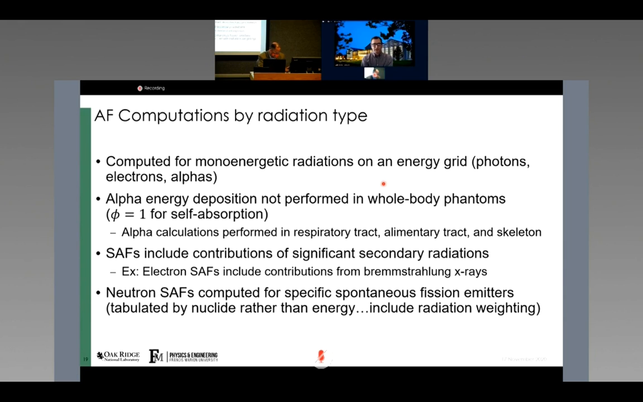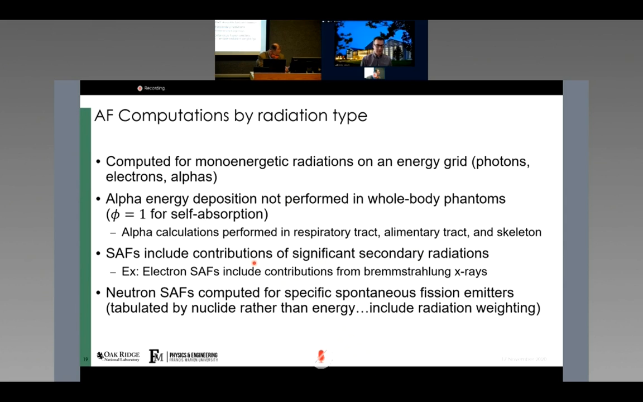So when we do these computations for different radiations, we're doing them for monoenergetic radiations on an energy grid. When we do the dose coefficient calculation later, we then interpolate to get specific energies from that energy grid. One note that does cause some confusion, we're not doing Monte Carlo transport of alpha particles in the whole body phantoms. That just wouldn't be a good use of computational resources. We know what the absorbed fraction for alpha particles is going to be, emanating from the liver, targeting the liver. It's going to be 100%. So we don't need to fire Monte Carlo for alpha particles. We can use ones and zeros for those large tissue regions. For the respiratory tract, alimentary tract, and skeleton, we do have energy dependent alpha absorbed fractions and alpha SAFs.